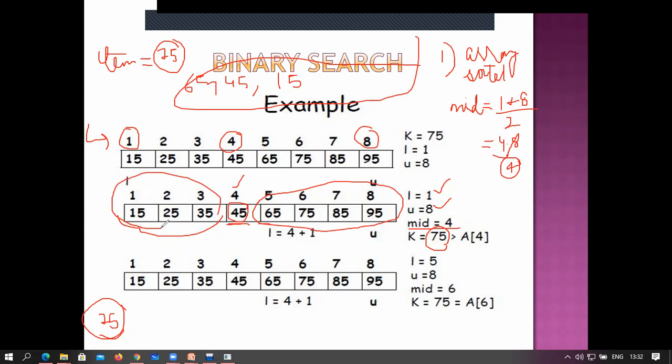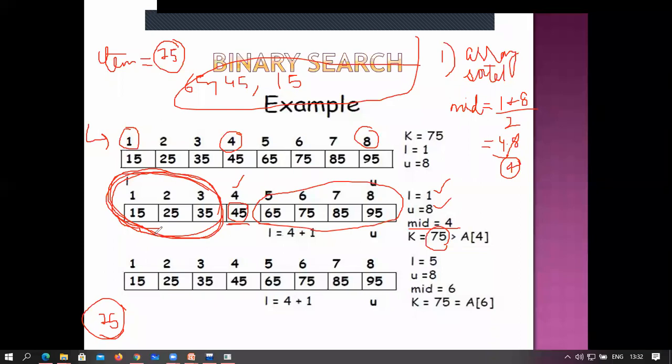That means I don't need to search for my element in this subarray, because all these elements are lesser than 45. Is it clear? This step is very important. Yes, but can anyone unmute and tell me whether it is clear what I'm saying? Ma'am, please explain the second point again.